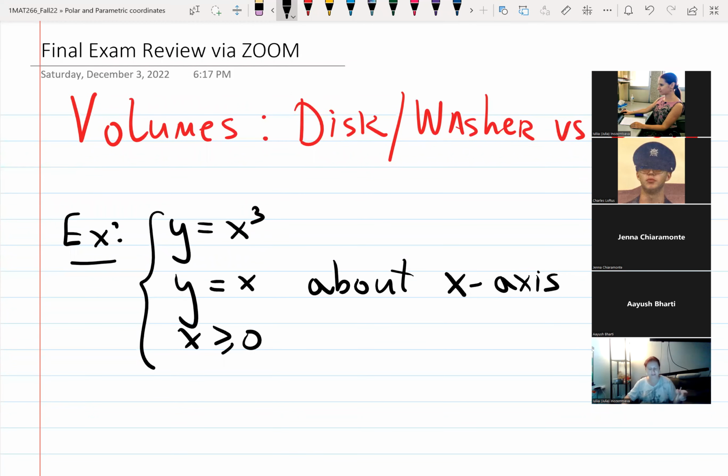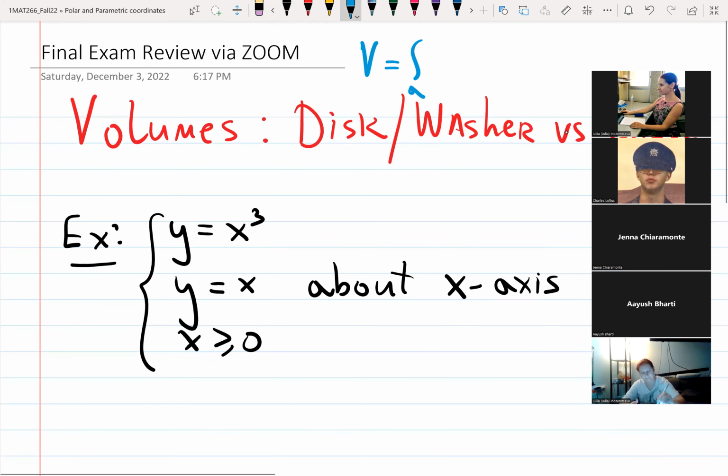So, volumes: disk and washer first. The formula: if you don't know the formula, that's kind of it, game over. There's nothing you can do if you don't know the formula. I remember that the volume for the first case was the integral from a to b or c to d of pi R squared minus pi r squared, and then dx or dy.